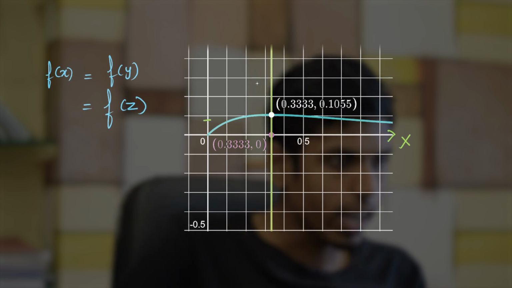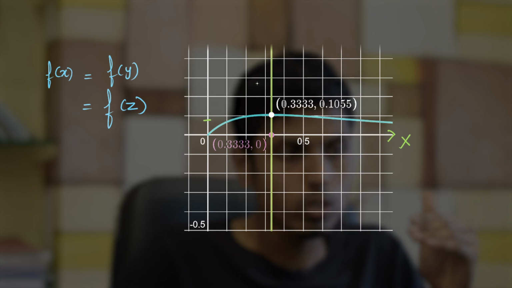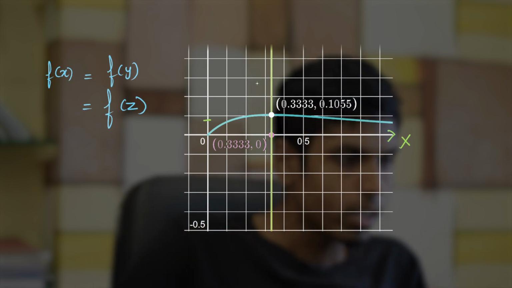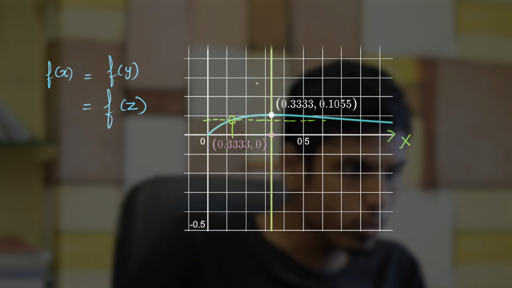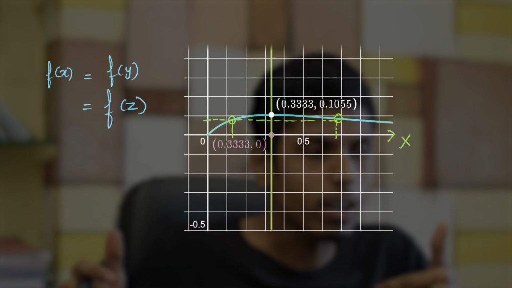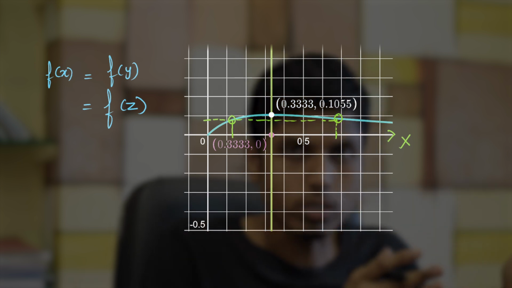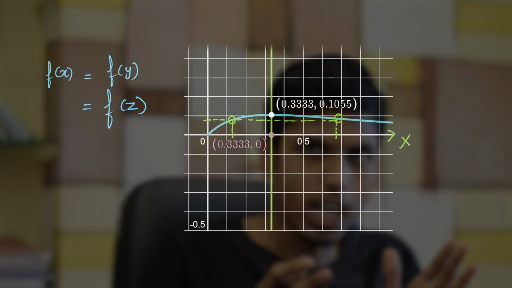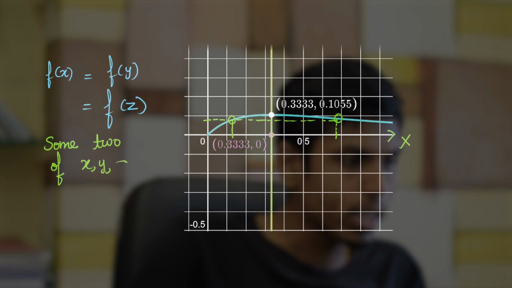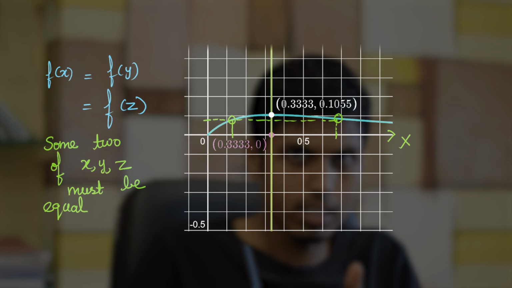Suppose you consider any functional value, which is of course greater than or equal to 0 and less than or equal to 0.1055, because we have to stay within the minimum and maximum. Now when you consider a value, it clearly corresponds to two values on the graph. So it can correspond to at most two distinct values of x for which that particular functional value is obtained. But we have three values, x, y, and z. So hence all three can't be distinct. So we conclude that some two of x, y, z must be equal. This is the analysis and the result from the graph.